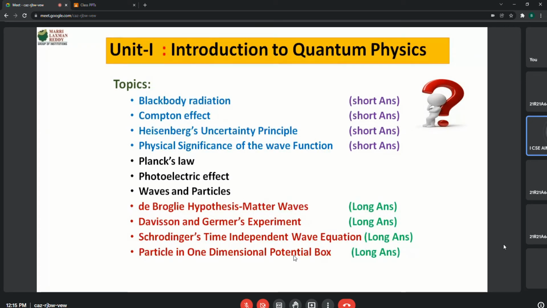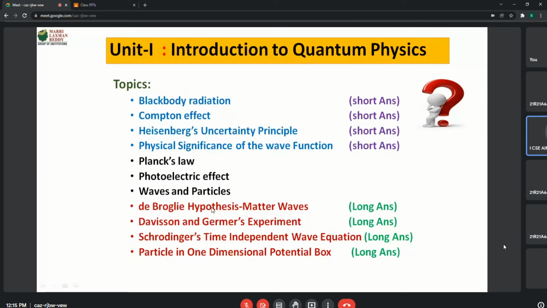potential box. How you have assumed, and by taking the Schrodinger time independent equation and applying that on that particular particle which is moving in some boundaries, as infinite boundaries are there. So overall, particle in a potential box can also be expected as under the long answer question. Very, very important questions, these can be taken as under the long answer question.